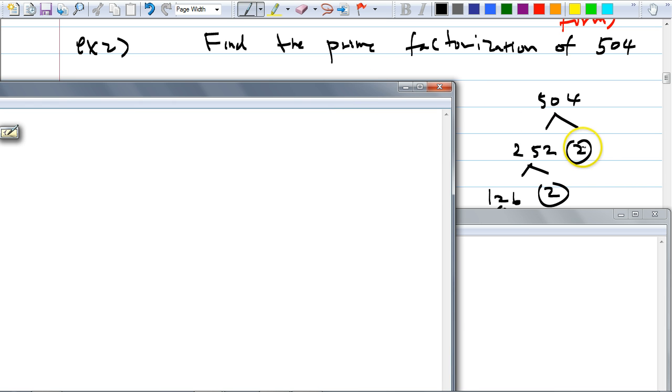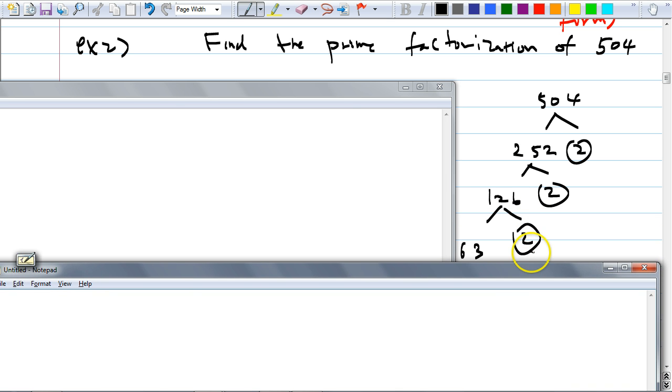And notice how I'm writing 2 on the right side, because I wrote 504 on the right side, you know what I mean? So I have more room on the left. So I'm going to write 2 on the right again, and then 63. Now, I didn't circle 63. That must be right, because 63 is not a prime number, is it?